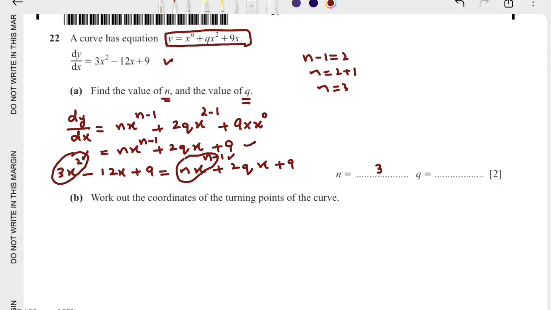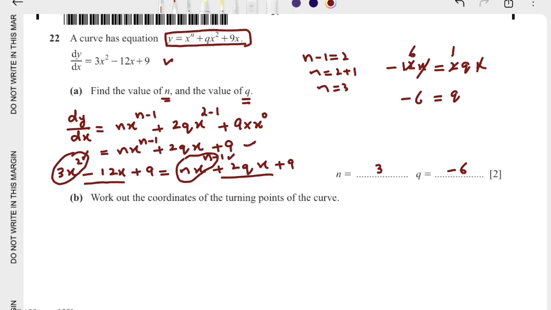Now compare minus 12x with 2qx. Minus 12x is equal to 2qx. x cancels with x, and 2 times 6. So the value of q would be minus 6.